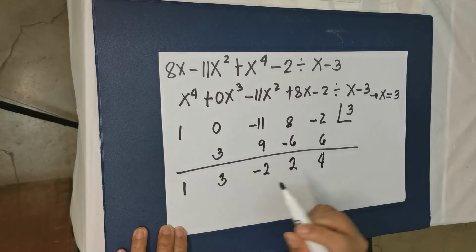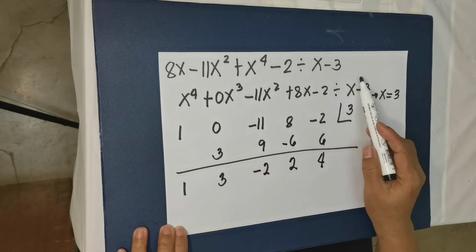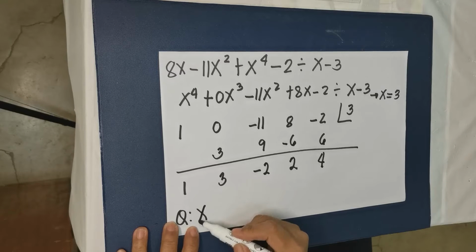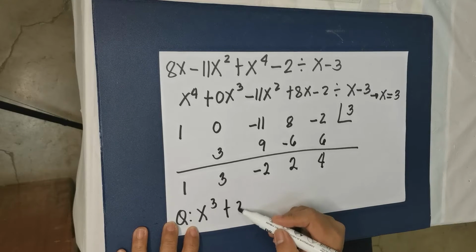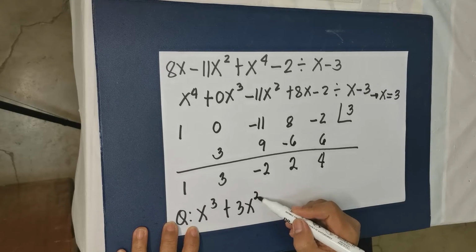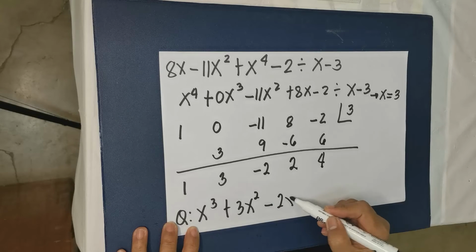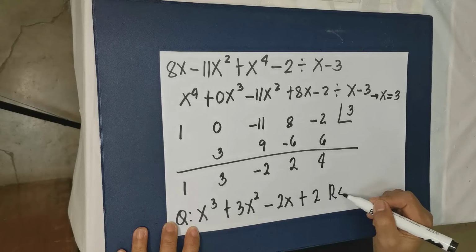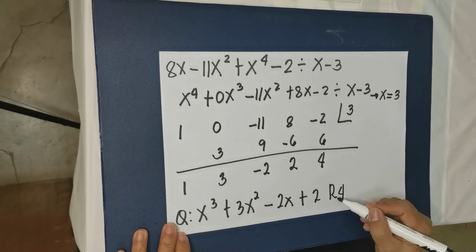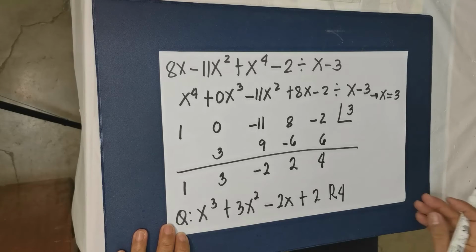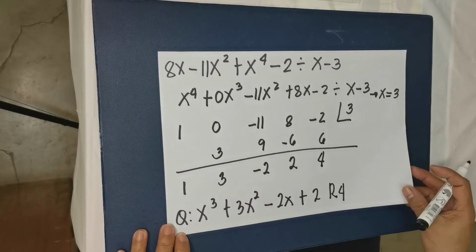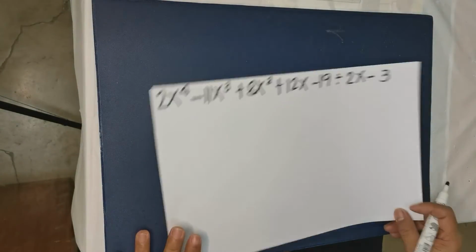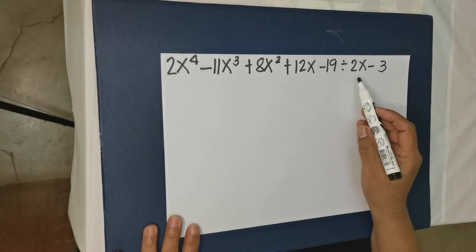So therefore, that is x raised to 4, this is 1, so 4 minus 1, our quotient would be x cubed plus 3x squared minus 2x plus 2, remainder 4. Okay, so this is our quotient, for example, number 3. Okay, next, how about if our divisor has already a numerical coefficient?